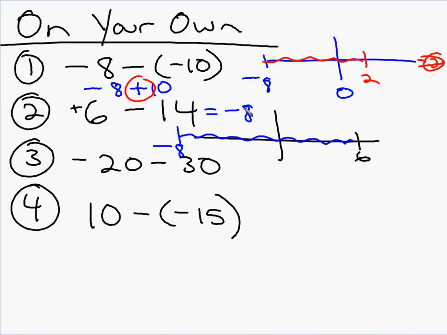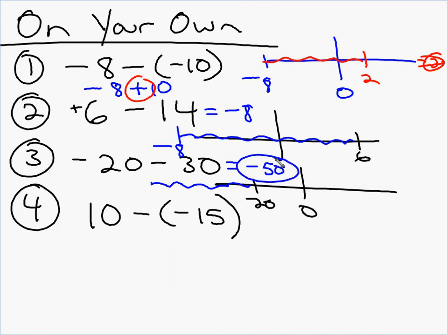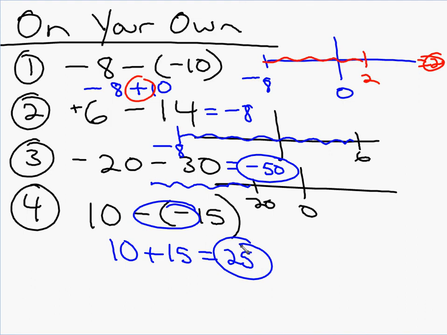Number 3 was not snake eyes. Think of your number line. Here's 0. Here's negative 20. But I'm going 30 units to the left, and I wind up at negative 50. Number 4 is snake eyes. I rewrite it as 10 plus 15. 10 plus 15 is 25. And we will stop there for today.